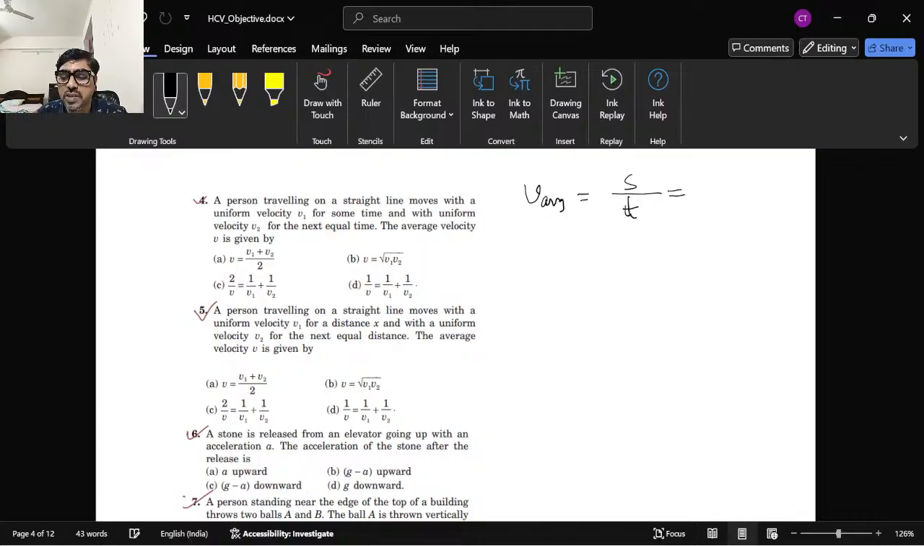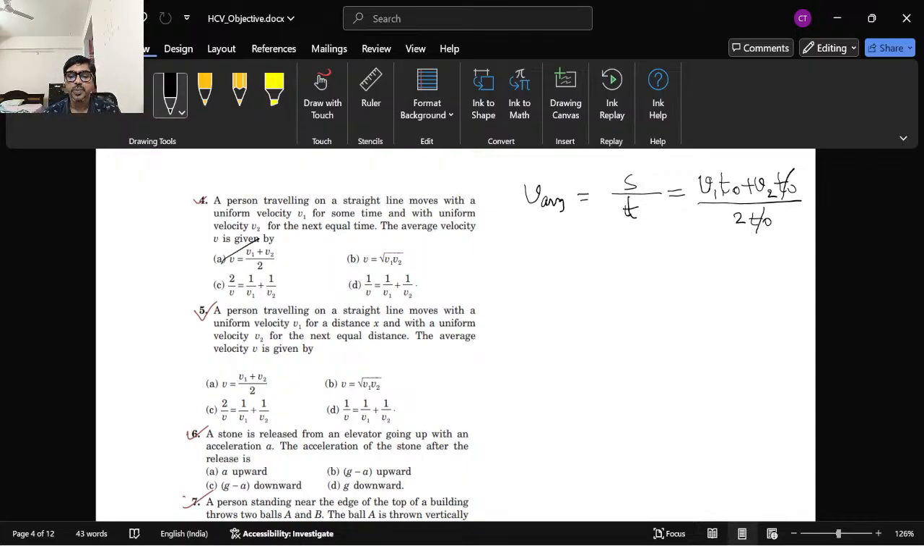Displacement is how much? With a speed v1 it travelled t0, let us say, and again with a speed v2 it has travelled t0. So the total distance by total time is 2t0. You see t0 gets out, and then you have option A correct. Right, equal time intervals give the arithmetic mean, equal distances give the harmonic mean. That is something you need to memorize.